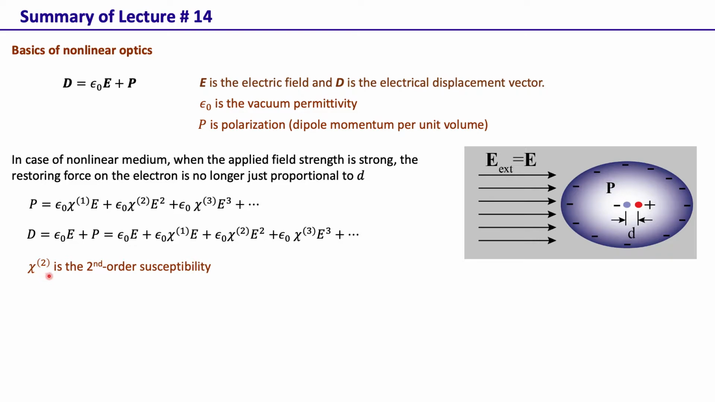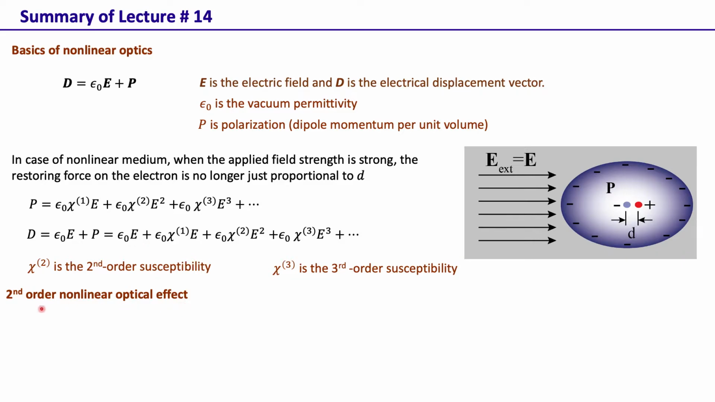And we saw that chi2, the proportionality constant, is the second order susceptibility, chi3 is the third order susceptibility, and so on. A material can have chi2 and need not have chi3, and it can have chi3 and need not have chi2. It all depends on the symmetry that the material or medium has, and that will decide which non-linear susceptibility it has and which it doesn't have. Even among the non-linear susceptibilities that it has, it matters which one is bigger and which one is smaller.